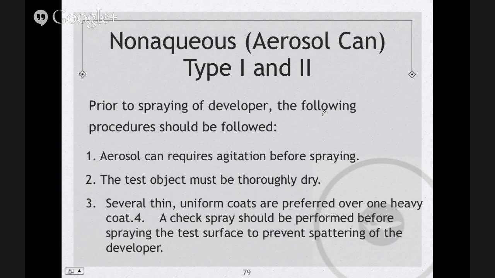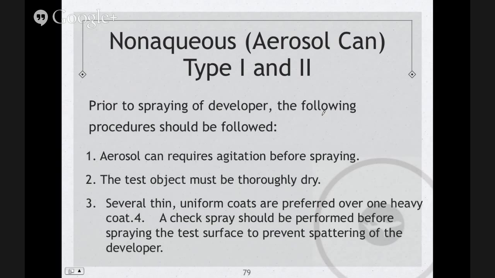A check spray must be performed before spraying the test surface to prevent spattering of the developer. So before you spray onto the part, you want to make sure you agitate your can and check spray it a couple of times into the air, or onto a surface. And once you know that you're getting the right flow and you're not going to get spattering, then you go ahead and give your part a thin film of developer.